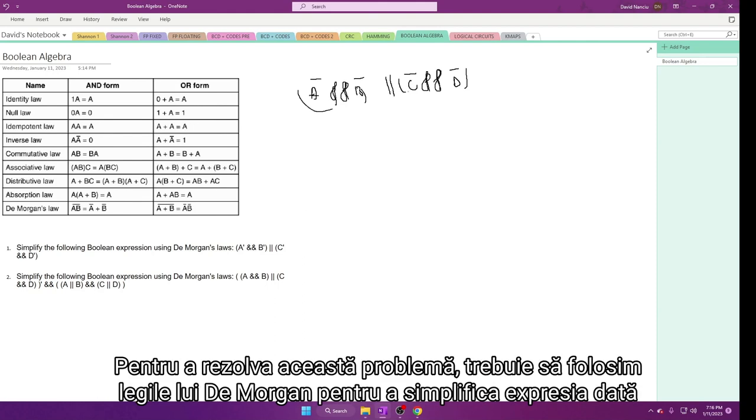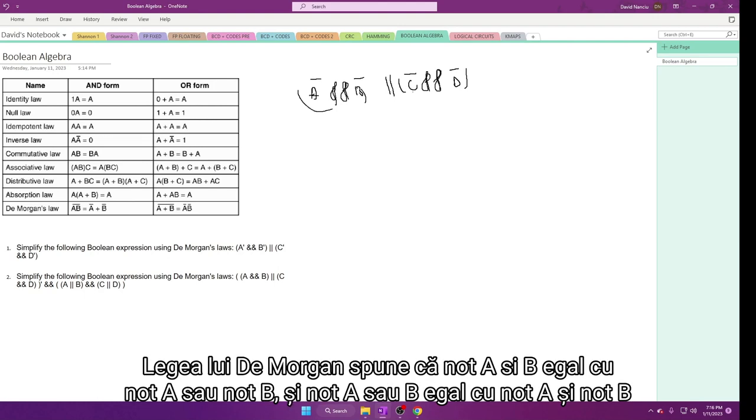All right, to solve this problem, we have to use De Morgan's law to simplify the given Boolean expression. De Morgan's law states that not (A and B) is equal to not A or not B, and not (A or B) is equal to not A and not B.